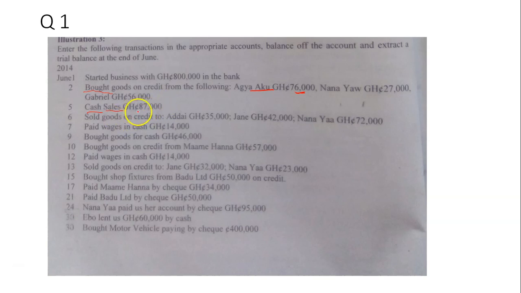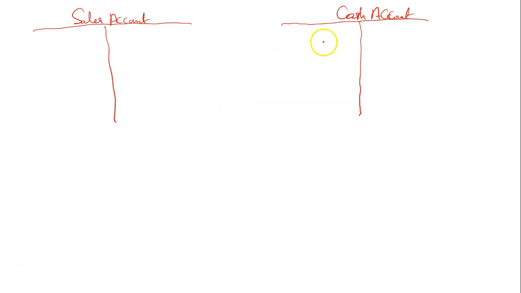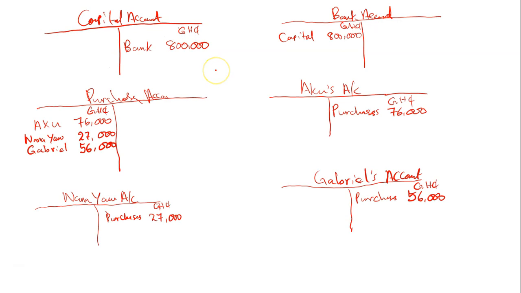You made sales of 87,000 and then you got cash of 87,000. So it means cash is increasing, isn't it? So we should debit cash account in the name of sales, 87,000. So since this is debited, then automatically the sales account will be what? Credited in the name of cash. Cash sales, 87,000. Let's go to the next transaction.